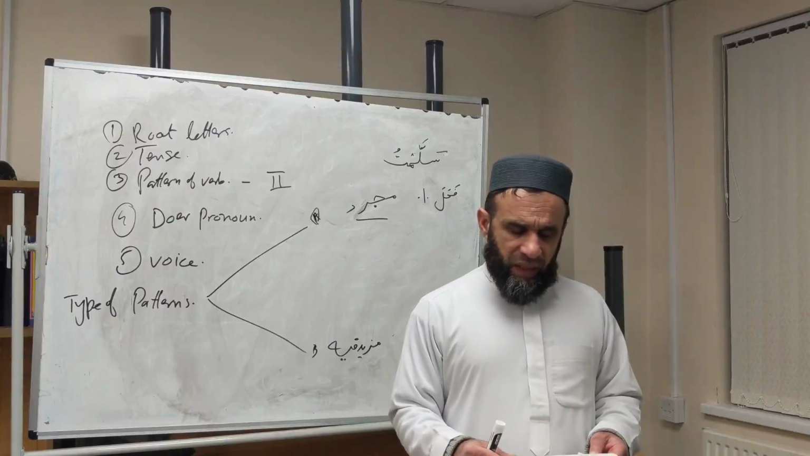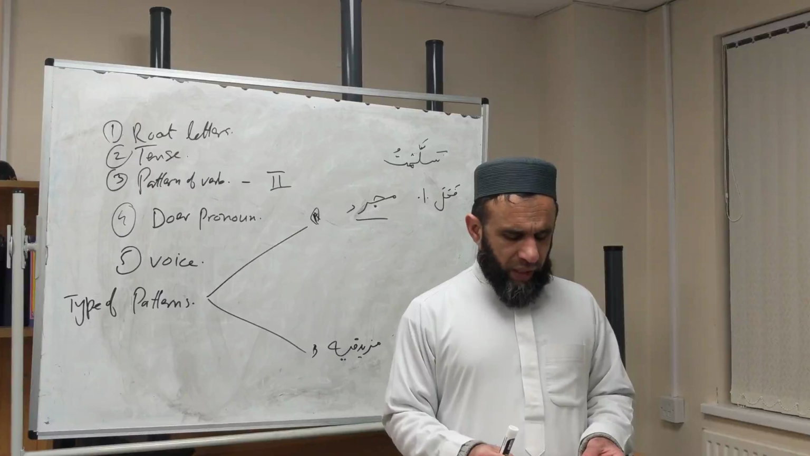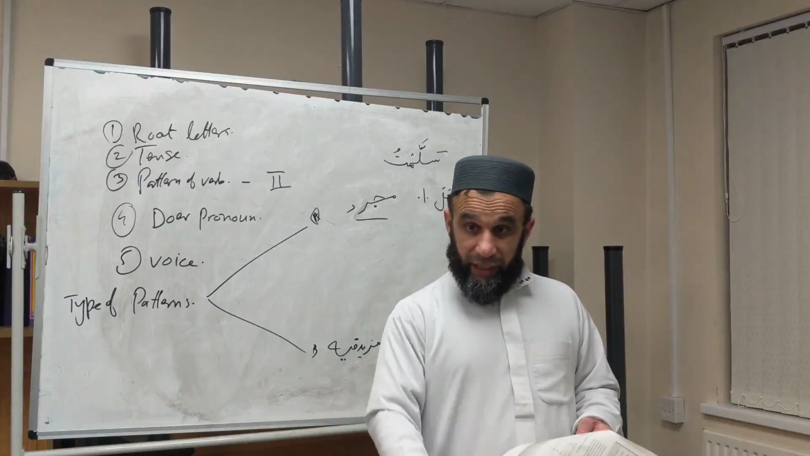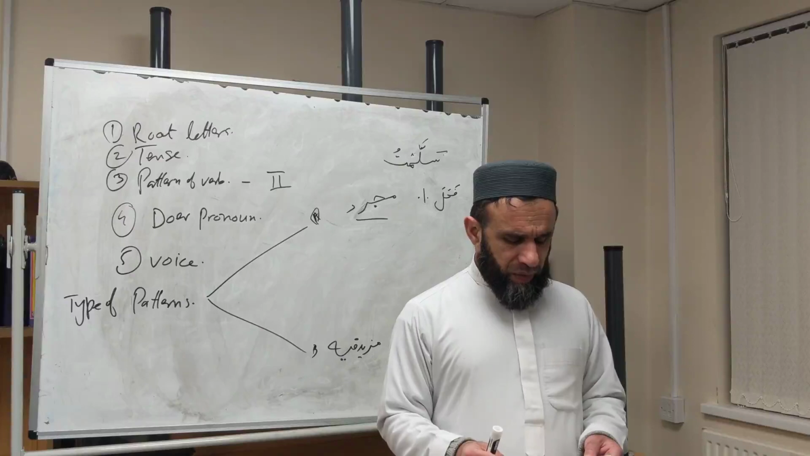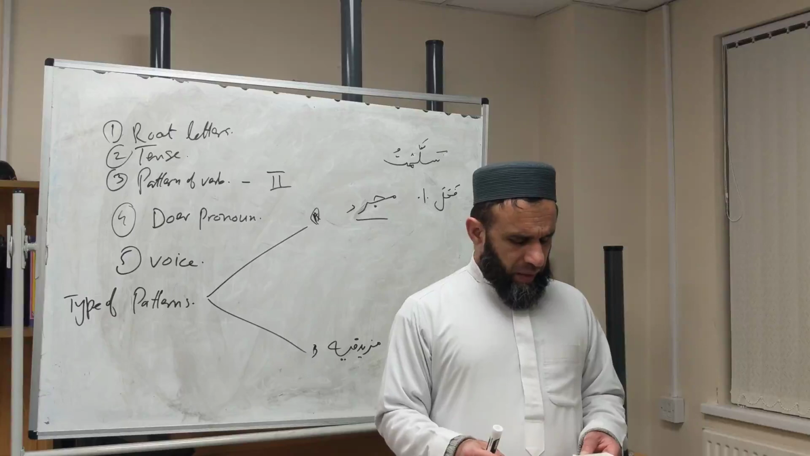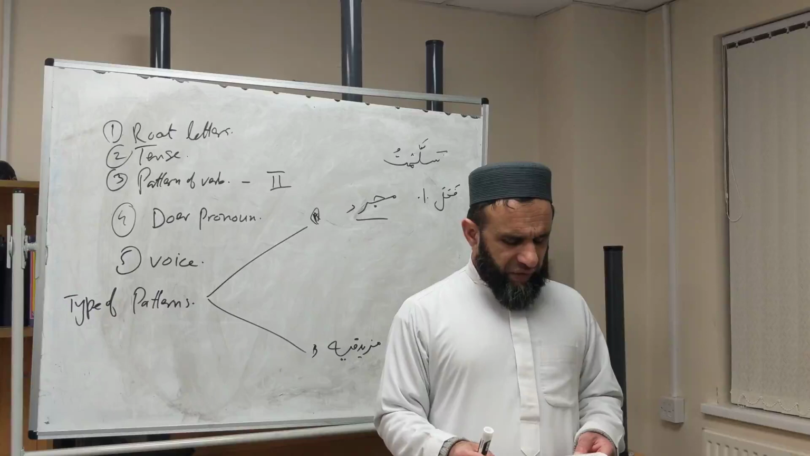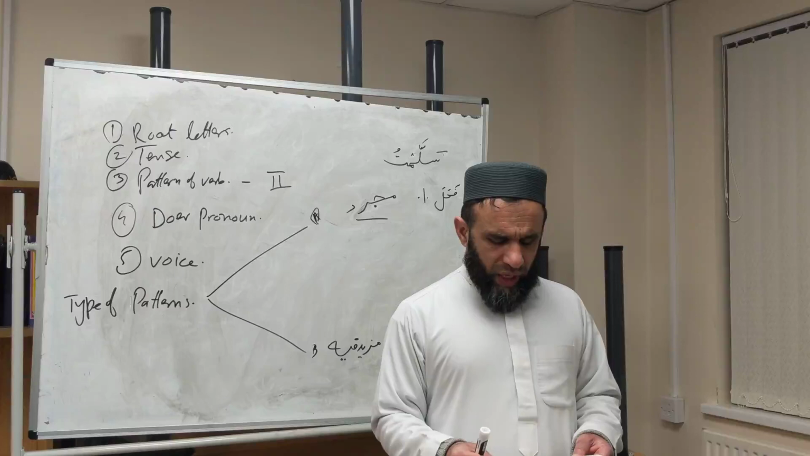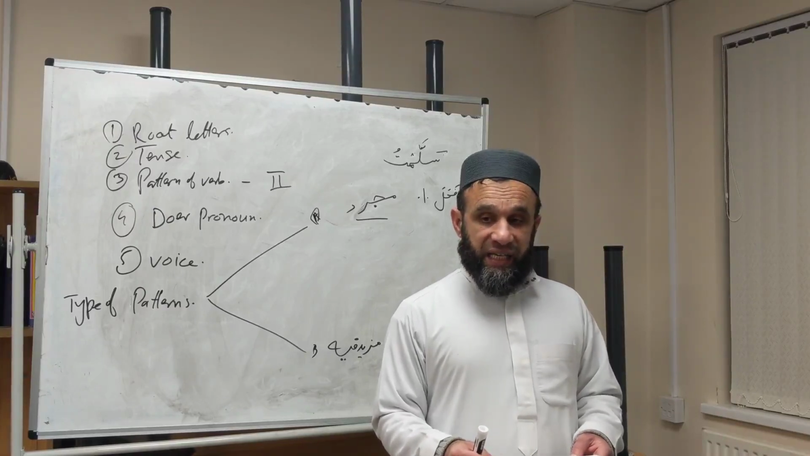Number 3 is fa'ala. How many? 62. In the Quran, 334. I will be just reading the patterns and you will be telling me the next information. Number 4 is af'ala. Number of verbs 261. Times in the Quran 3487. Number 5 is tafa'ala. Number of verbs 81. In the Quran 414. Number 6 is tafa'ala.